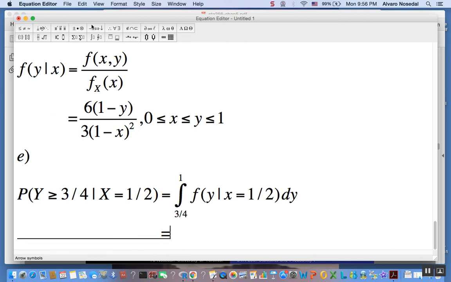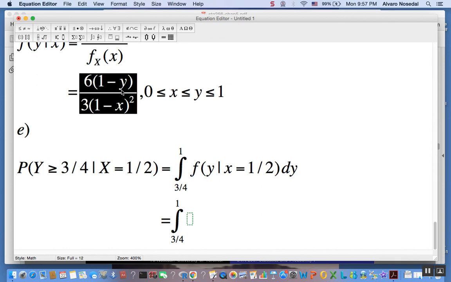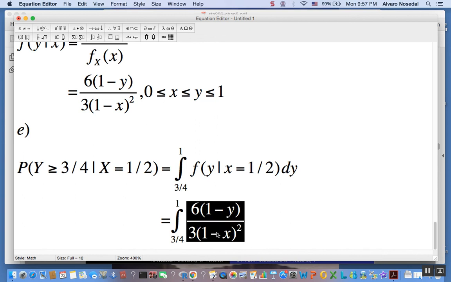Now let's compute this quickly. From 3/4 to 1, and then the one we want is this guy evaluated at x equals 1/2. 1 minus 1/2, 1/2 squared is 1/4. First, we can simplify this. This is 6 divided by 3, which is 2. So 1 minus 1/2 squared is 1/4, and then it's times 2, so what we're going to have here is just an 8. Makes sense?